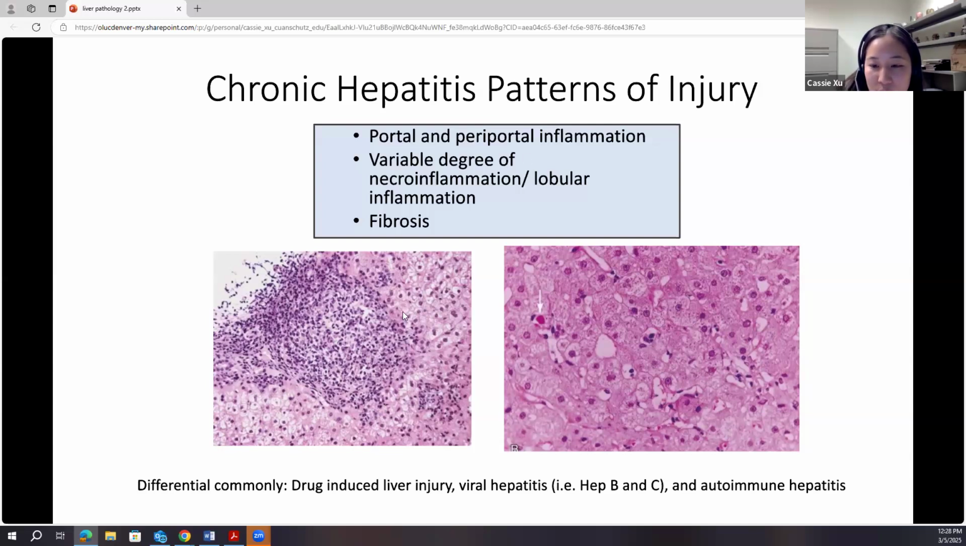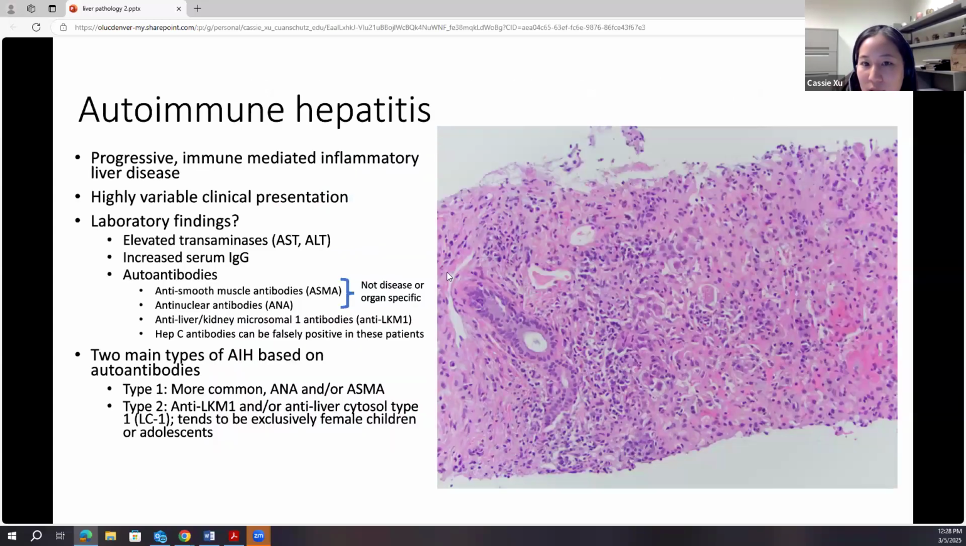So this is an example of just portal inflammation. You can see the portal tract is expanded by this inflammatory infiltrate. There is a little bit of interface activity where the inflammation spills over into the lobular parenchyma. This here is just showing you some lobular inflammation. It's pretty minimal, but there's some acidophil bodies, which shows that there's hepatocyte damage here.